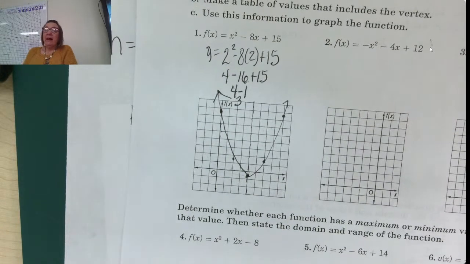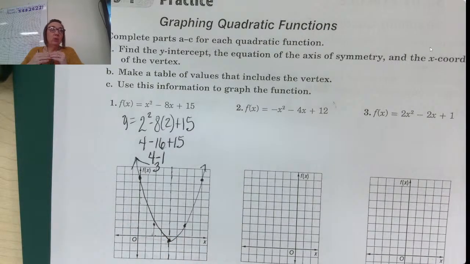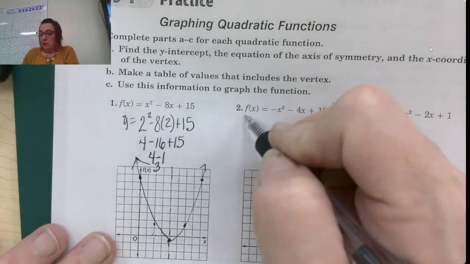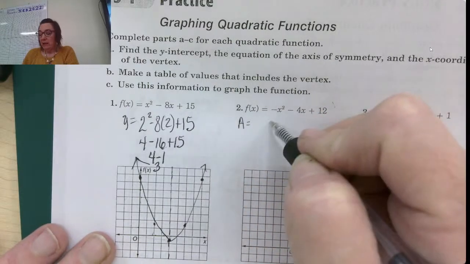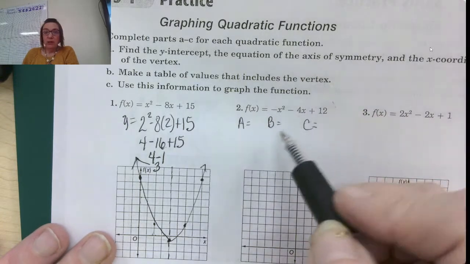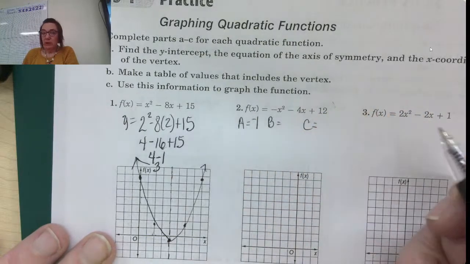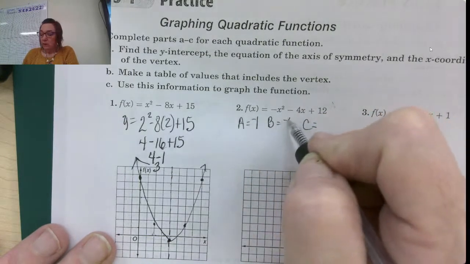Okay, so that was very long and drawn out for one problem because I was showing you where we got this stuff from, okay? But now that we know how to find it, where it comes from, now the finding of it will be really fast. So here's what we're going to start with. Start with identifying our A, our B, and our C. So what is our A in this problem? -1. What is our B? What is our C?